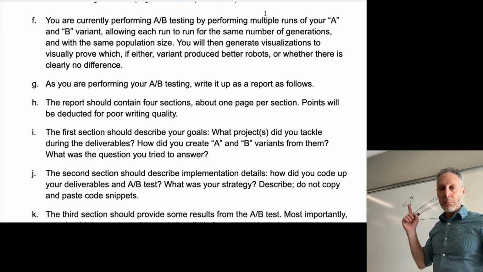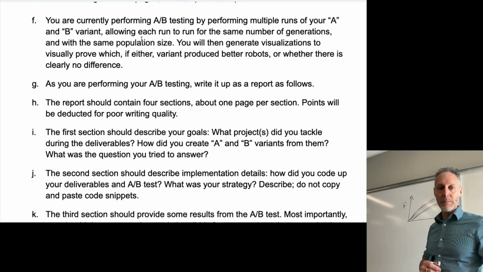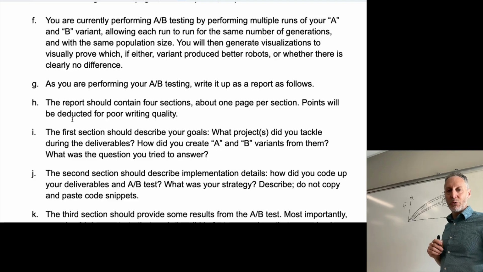Okay, by running multiple runs of your A and B variant, some of you might also have C and D and E. That's also fine, but just make sure you get enough data to be able to tell the difference, if there is one, between these different variants of your algorithm. You're then going to generate some visualizations to visually prove which, if either variant, produced better robots, or whether there is clearly no difference at all. Perfectly fine. What we don't want at the end is, I did A and B, but I don't have enough data to tell which is which.